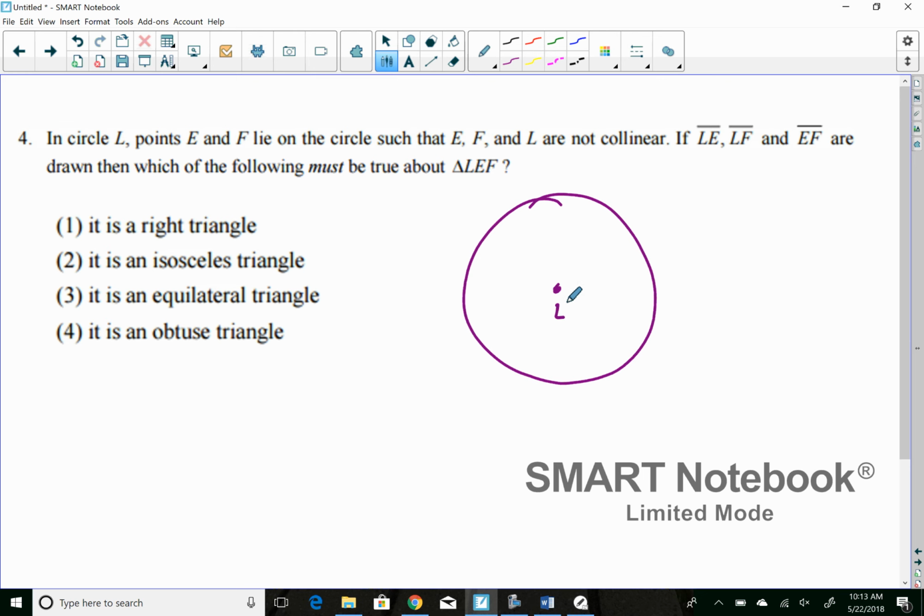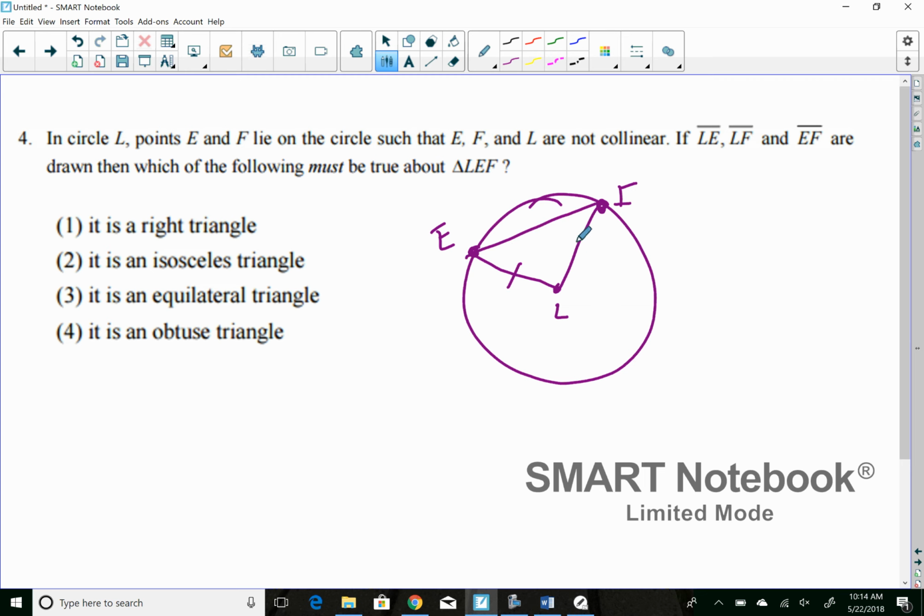So circle L has a center of L. It says E, F, and L are not collinear, meaning if I put point E here, F is not going to be opposite it to make a diameter. It's going to be somewhere else, so it's not on the same straight line. So we're going to have this triangle that's formed like this.